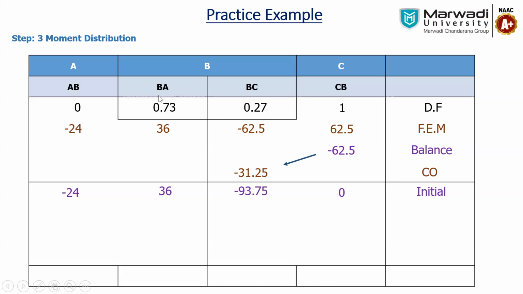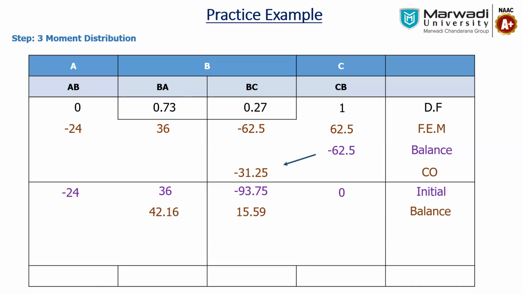That is going to be multiplied with the distribution factor 0.73, so that will be nothing but 42.16. As the summation total is minus, we have to write the opposite sign, so it is 42.16. In the same way, 57.75 is multiplied by 0.27, which we write in the column of BC, that is 15.59. Now this balancing is done.